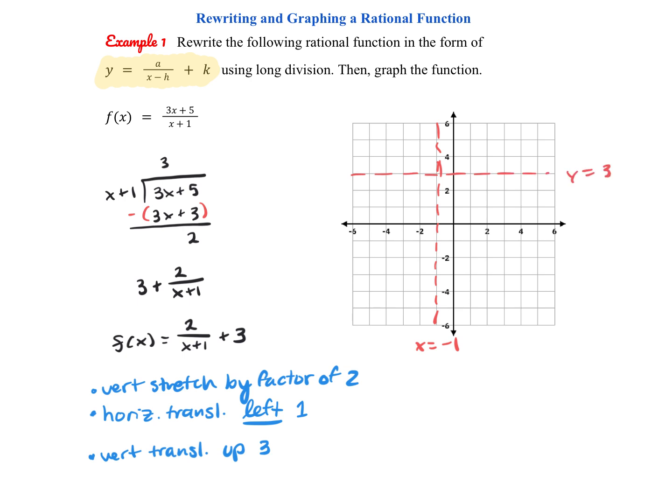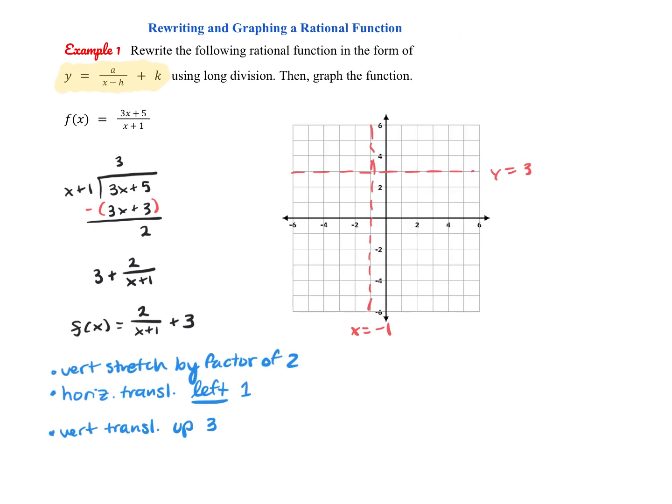And then from here, we're simply going to pick maybe a point or two to the right and left of our vertical asymptote, so we get a better idea of what our graph looks like. So I'll do 0 first. If I do f of 0, I'm going to plug it in here. We have 2 over 1, which is 2, plus 3, which is 5. So we have the coordinate (0, 5). I'll also plug in f of 1. That's a pretty nice number to plug in because we get 2 over 2, which is 1, plus 3, which is 4.